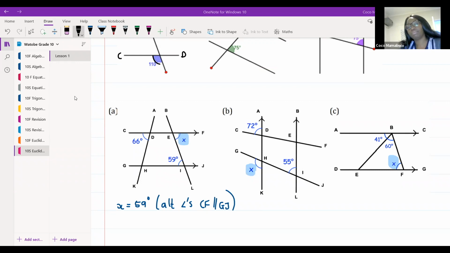So I used the 72, it was on top. I put it there next to H. And then I used angles on a straight line to get the X, like the side of X. Okay, so you said this one over here was equal to 72. Yes. And then I said X plus 72 is equal to 180 because of angles on a straight line.